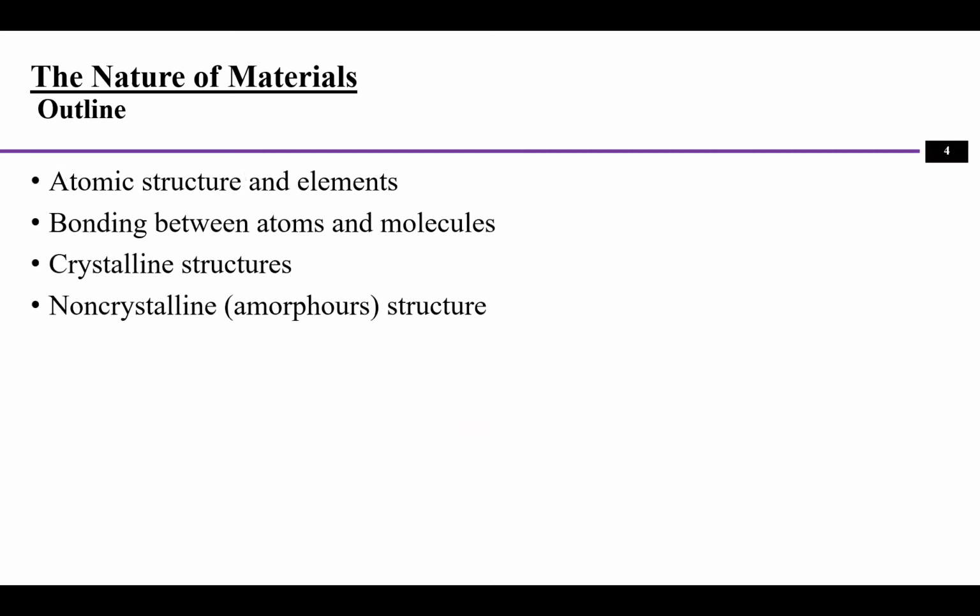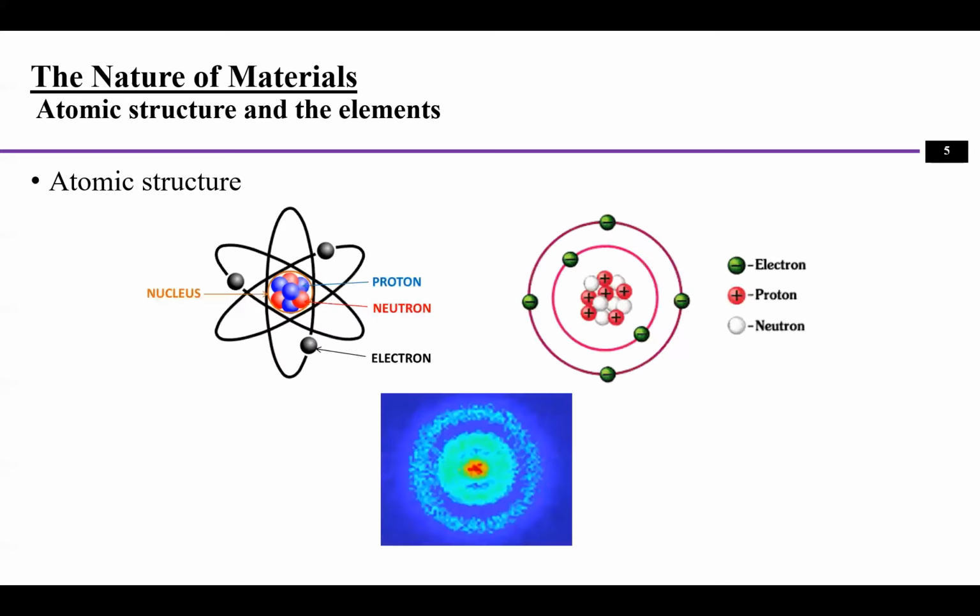First, we look at the nature materials. We're going to start with atomic structure and elements, then look at how those atoms are actually bonded together, not only between the atoms but also between molecules. And then we're going to look at some typical crystalline structures and also non-crystalline structures.